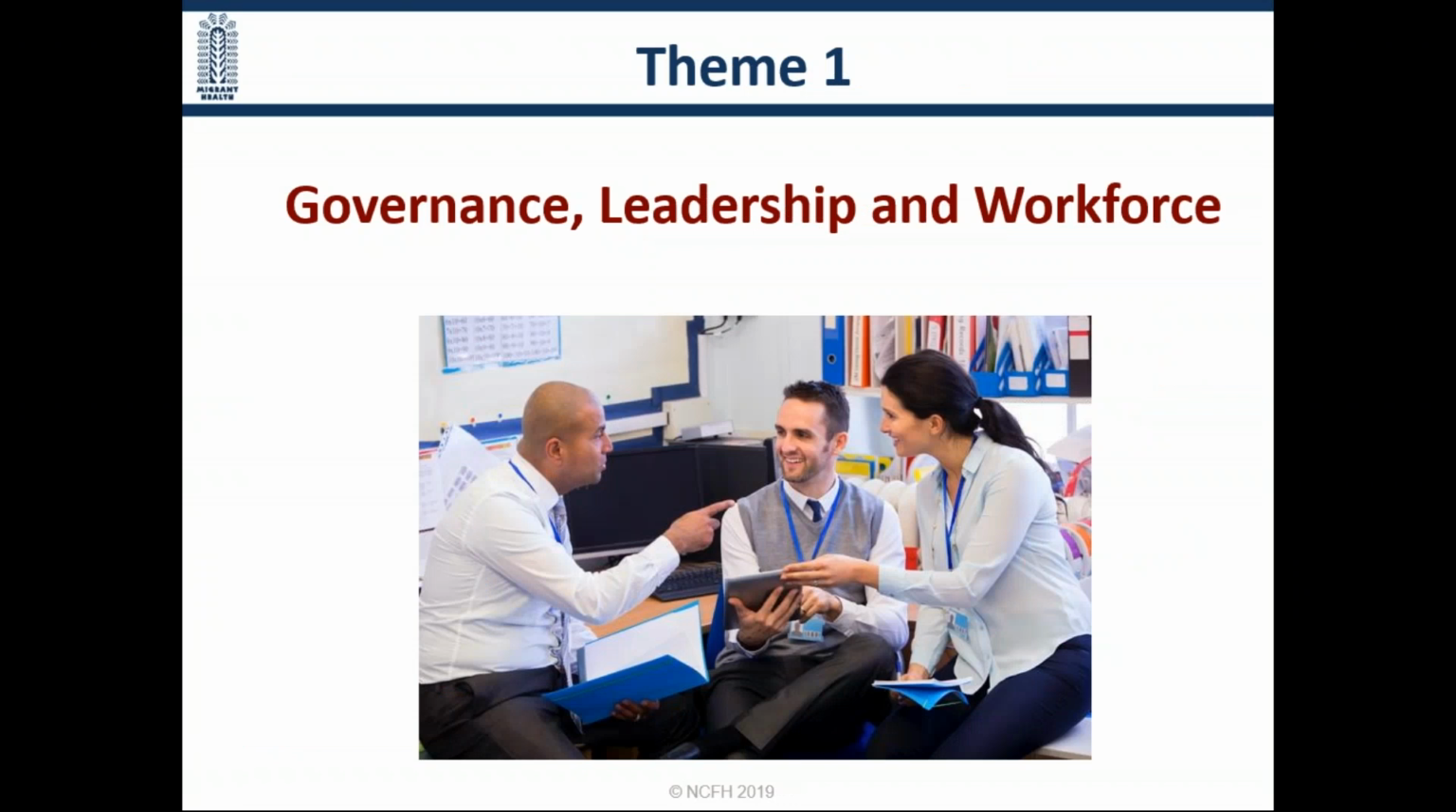Now, theme 1. This theme provides greater clarity on the systemic responsibility. It requires the endorsement and investment of leadership and the support and training of all individuals. So it begins at the top and trickles down.